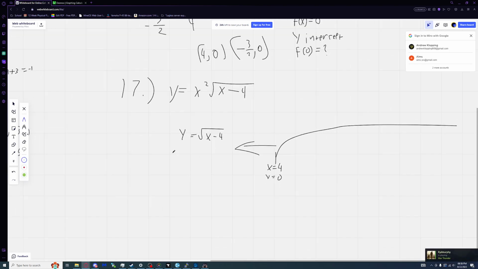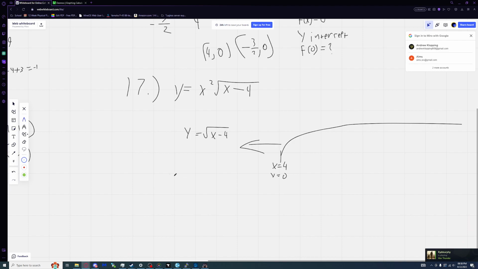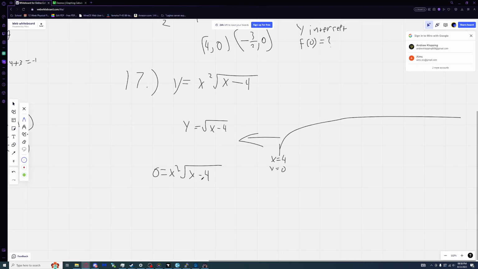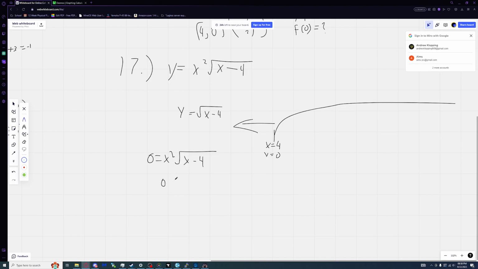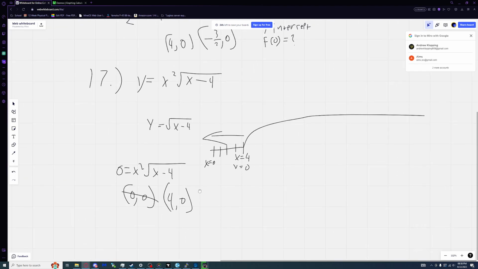Therefore, when we're doing this, we're going to set everything equal to 0. 0 equals x squared times the square root of x minus 4. Now, had a graph existed at 0, then we could set this equal to 0, and we'd have an intercept at (0, 0). However, the graph does not exist at 0. If we go back here, this is 3, 2, 1, 0. At x equals 0, there is no graph. Therefore, you cannot have an x-intercept there. However, there is an x-intercept at 4. Therefore, we have one x-intercept at (4, 0), because it sets that equal to 0. And it exists in the domain.